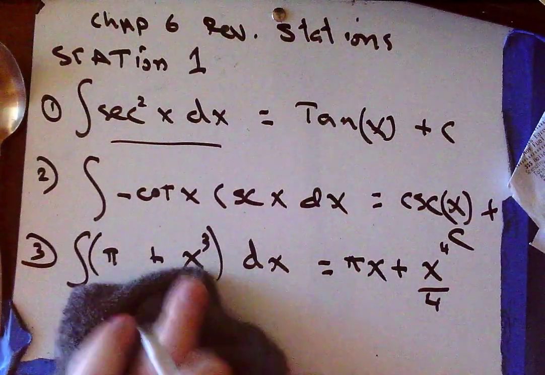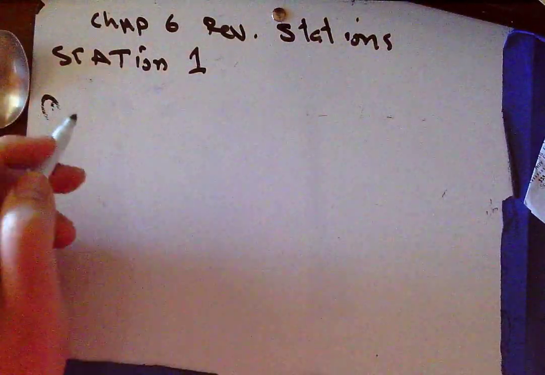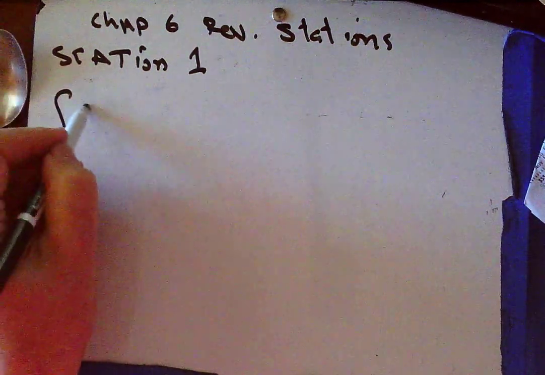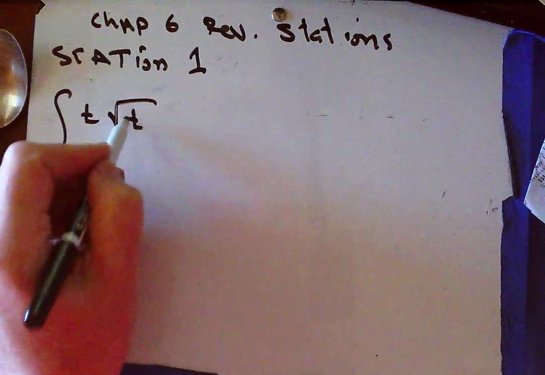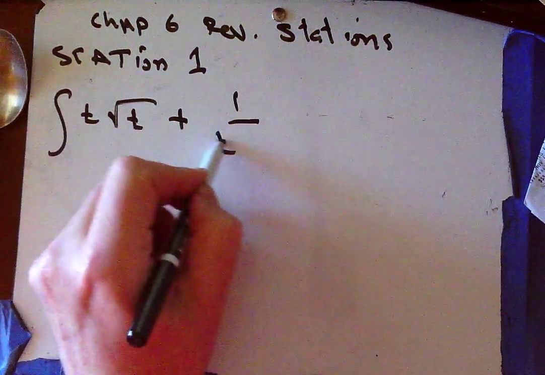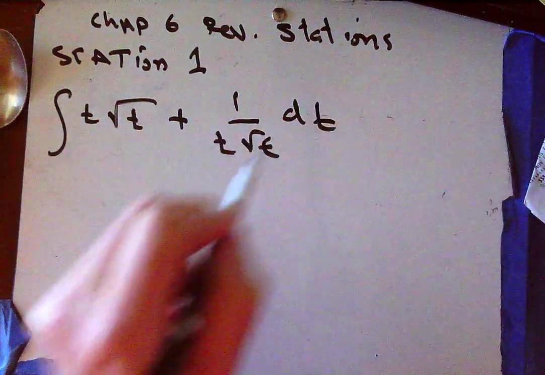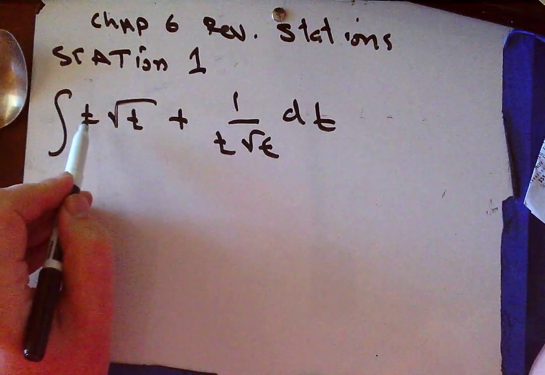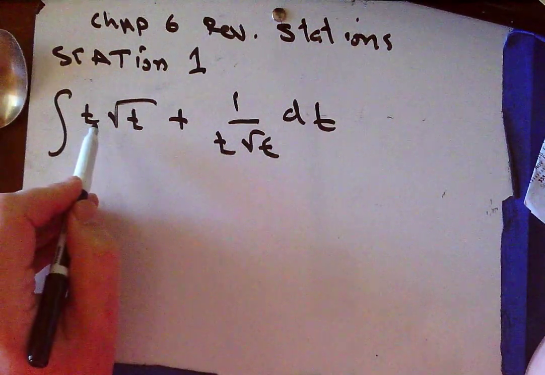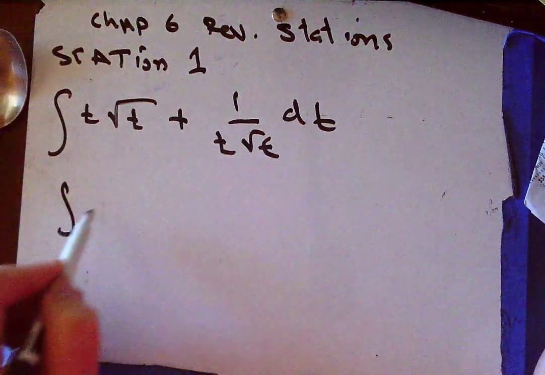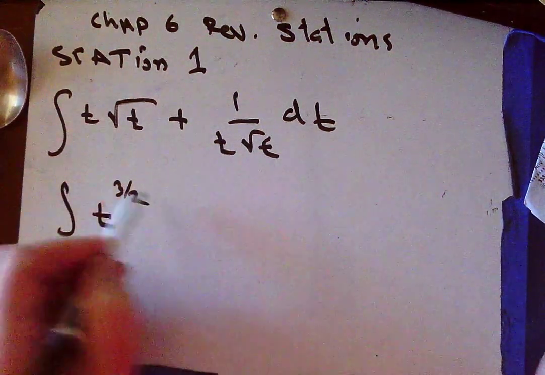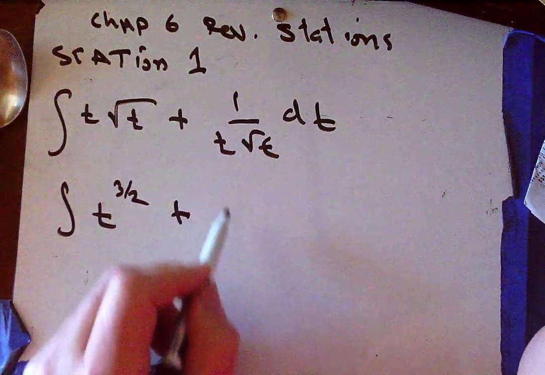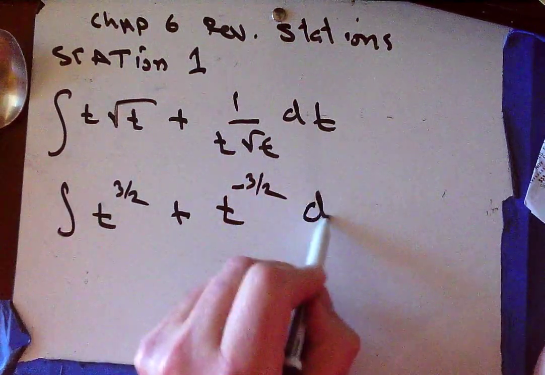Okay. I think the next problem, when I look at it with its radicals, I kind of want to get rid of those and turn those into rational exponents. So t times square root of t plus 1 over t square root of t dt. So when I think about this, that's t to the 1/2 times t to the 1. When we're multiplying and the bases are the same, we add the exponents. So this is going to be the integral of t to the 3/2 plus, hey, there's t times t to the 1/2 on the bottom. So that's going to be t to the minus 3/2.